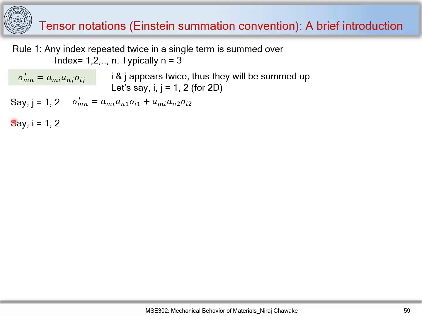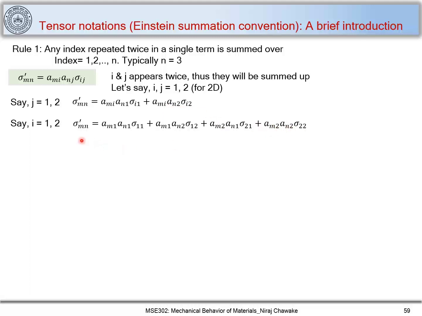Now I take i from 1 to 2, so it becomes sigma dash mn. Now here I'll put i in both these terms, 1 and then again 2. So here it becomes a_m1 a_n1 sigma_11. Now in this term a_m1 a_n2 sigma_12. Now I'll sum it over again for 2. So a_m2 a_n1 sigma_21, plus a_m2 a_n2 sigma_22.